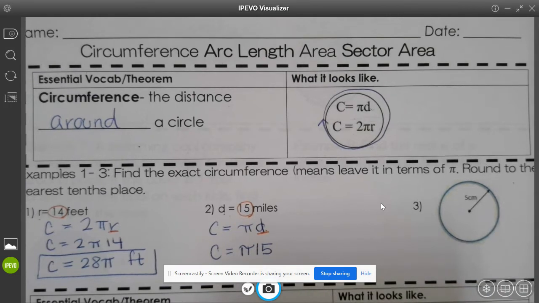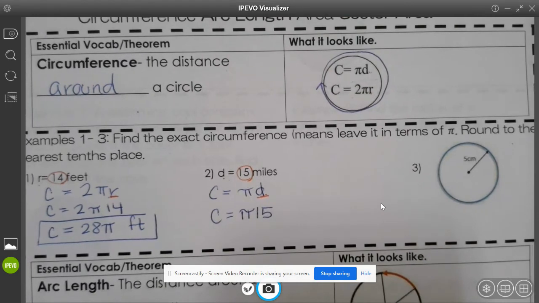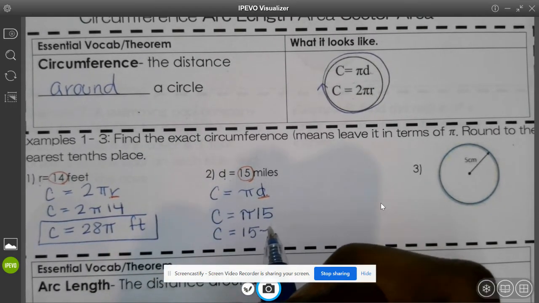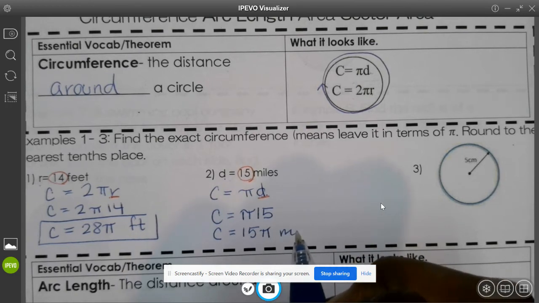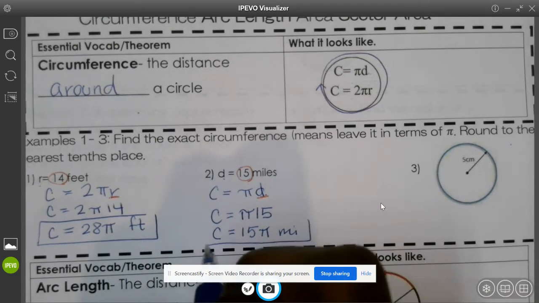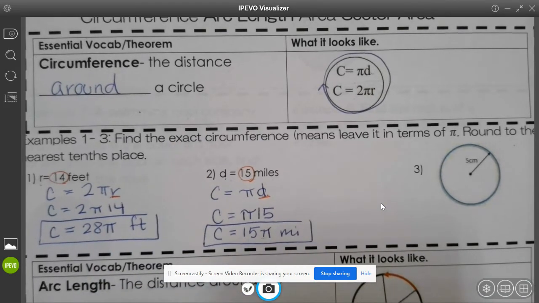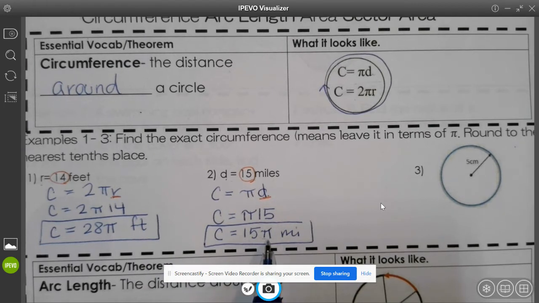Okay, so go ahead and I want you to write it as 15 pi miles. And that's your answer. Okay, so exact answer, you leave pi in there. Okay, you don't have to multiply that out. We'll show you how to multiply it out later.